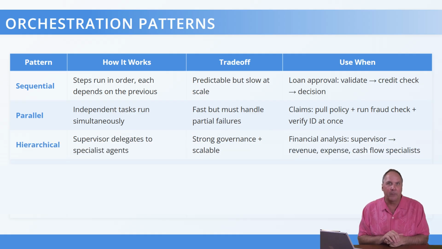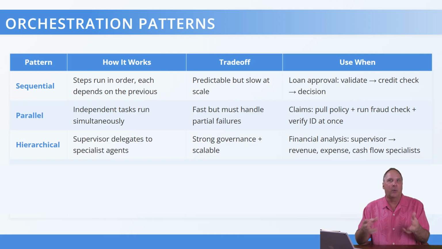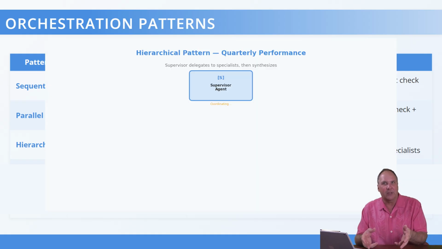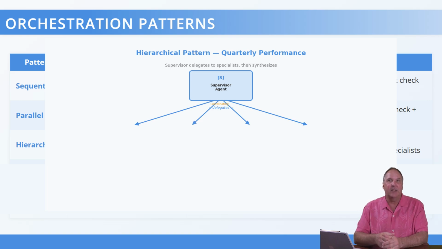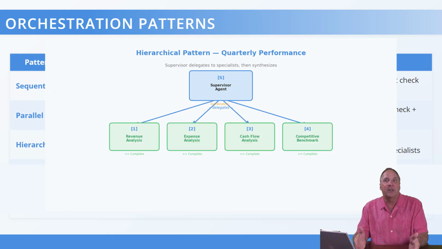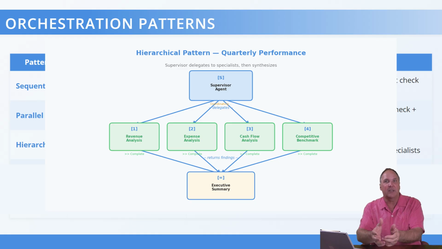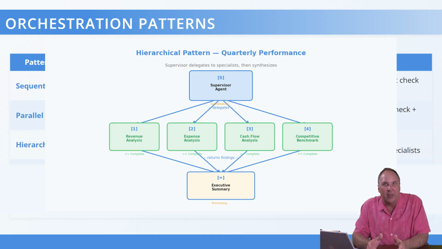Pattern 3 is hierarchical. Here, a supervisor agent sits at the top and delegates to specialist agents below. The supervisor doesn't do the detail work, it coordinates. So think financial analysis. A supervisor gets a request to analyze a company's quarterly performance. It delegates revenue analysis to one specialist, expense analysis to another, cash flow analysis to another, and competitive benchmarking to a 4th specialist. Each specialist works in their area and returns their findings. The supervisor then synthesizes everything into one executive summary.